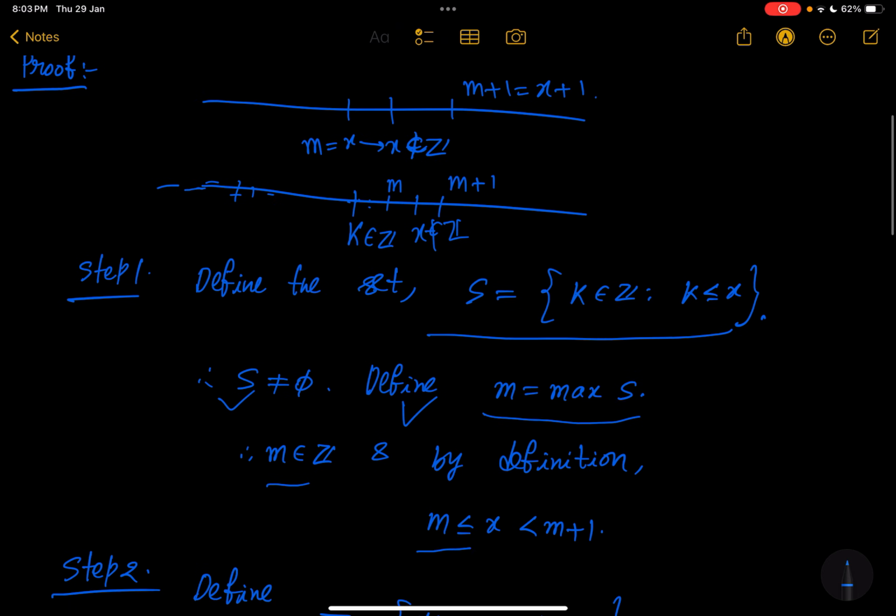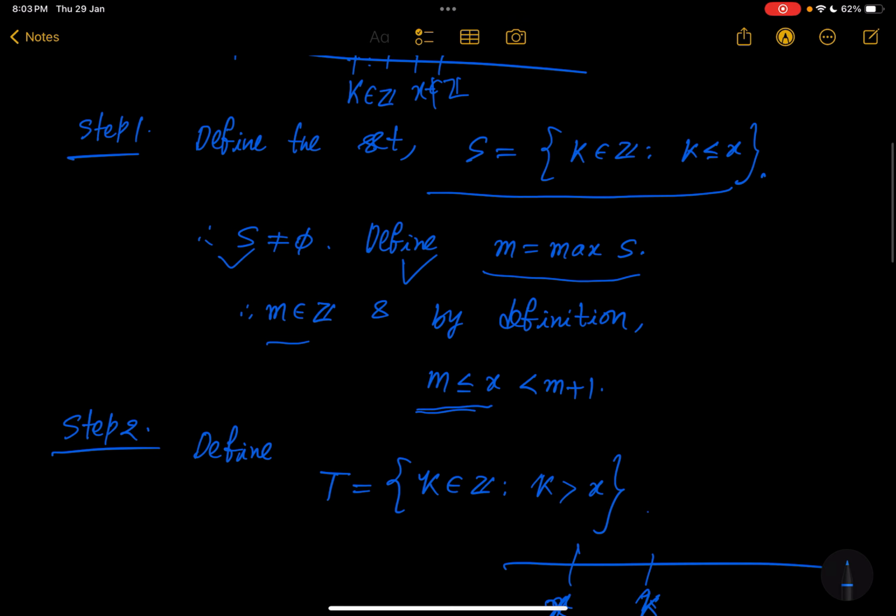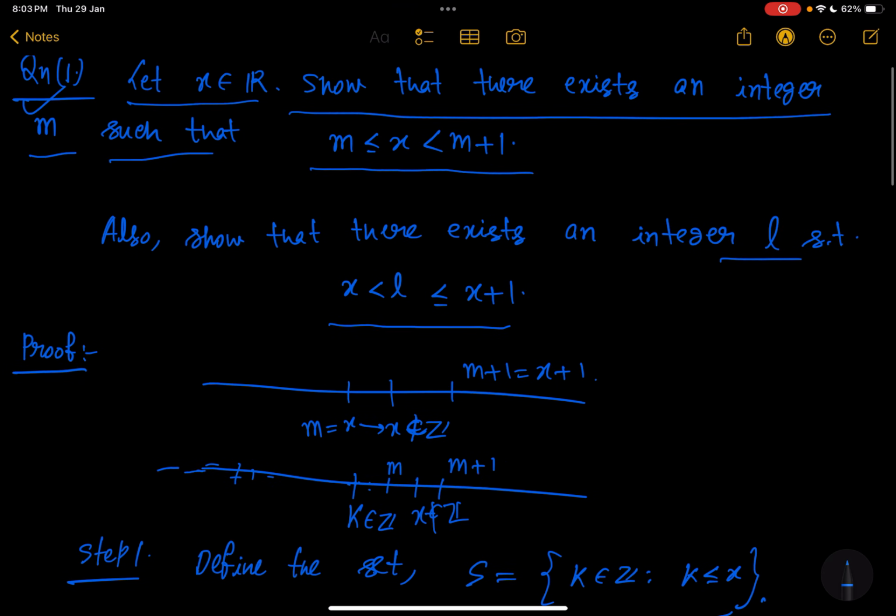And by definition that is less than or equal to x, and since this is the maximum with this property, which is in Z, m plus 1 is also in Z, so that has to be outside this set because m is the maximum of this set, right? So automatically this is true. This is the proof of the first property.